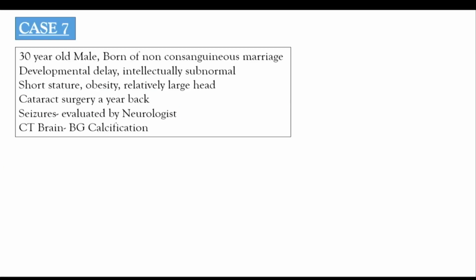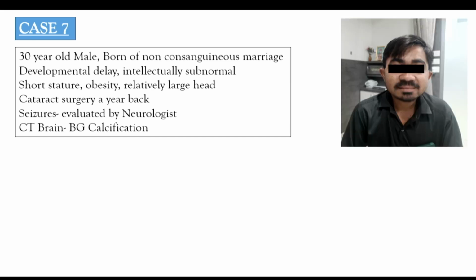Now the interesting case: a 30-year-old male, born of a non-consanguineous marriage. He had developmental delay and intellectual subnormality. On examination he also had short stature, obesity, and a relatively large head like this. So we can see that there is some syndromic kind of face. And at this young age, he has a history of cataract surgery one year back.